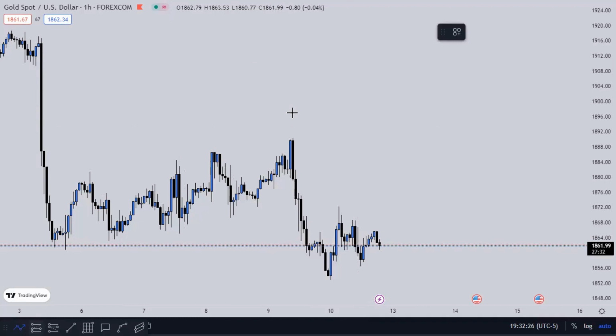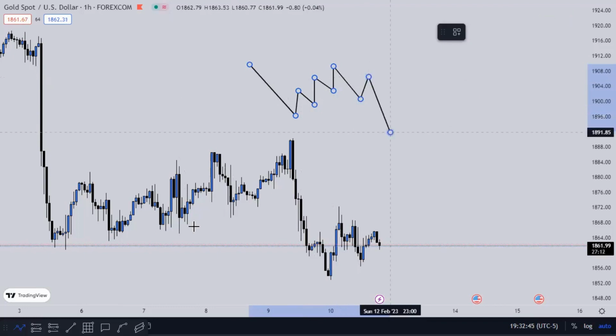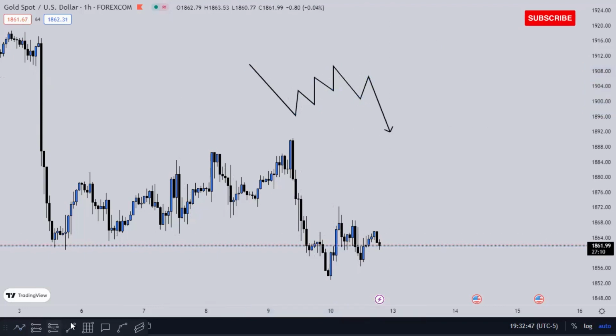They look like this. The rising wedge, let me try to draw it. It looks something like this. Then when you see this in the market, it often breaks to the downside. It will break something like this, come back for a retest, then fall.